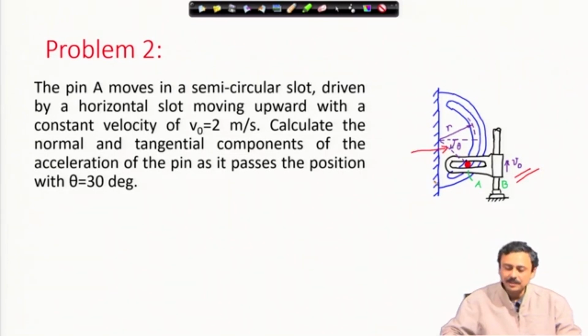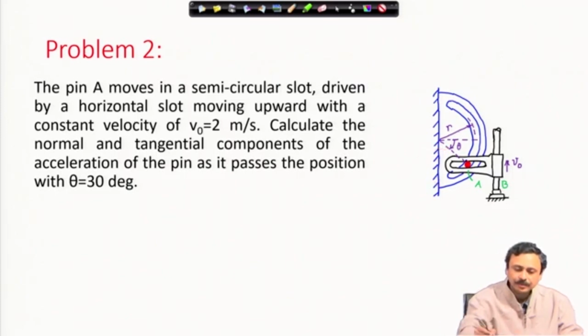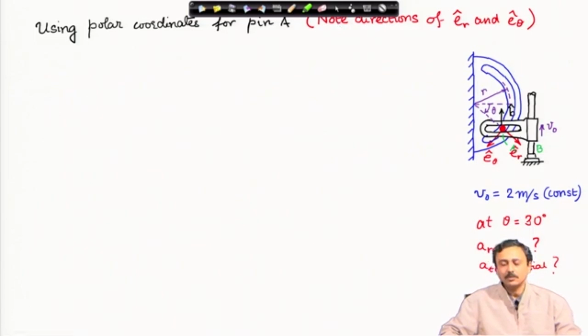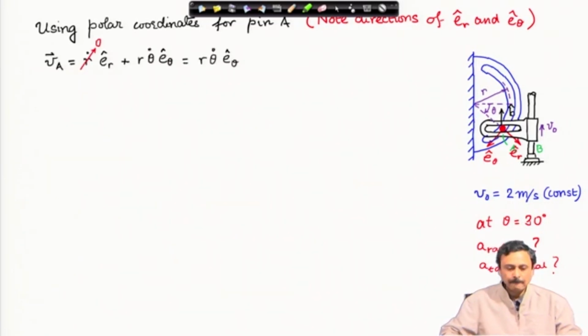So, theta is increasing downwards, therefore, we have to be careful while choosing the coordinate system. Now, here I am using the plane polar coordinates for pin A. Er is chosen away from the center and E theta is chosen perpendicular to Er in the direction of increasing theta. So, the velocity of pin A can be represented by this expression.